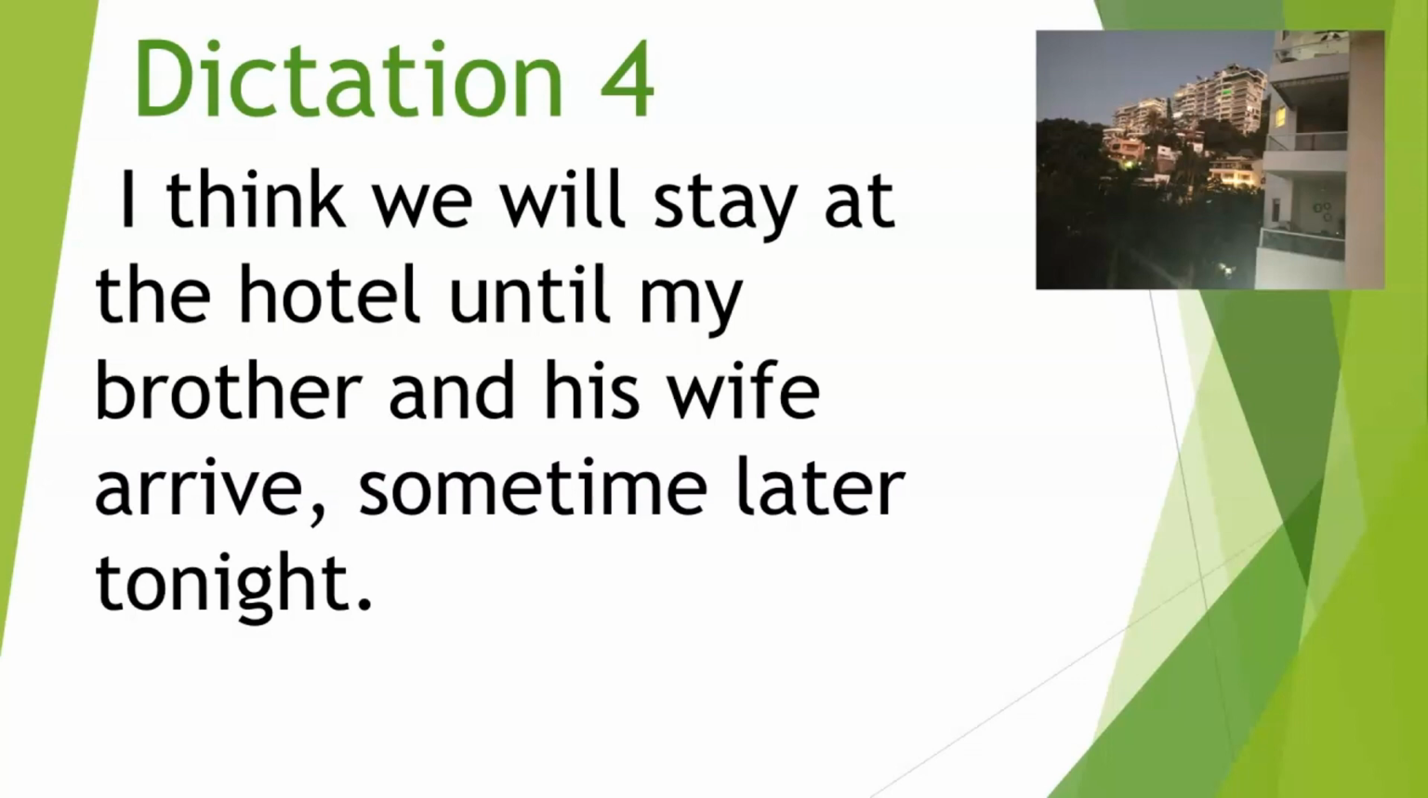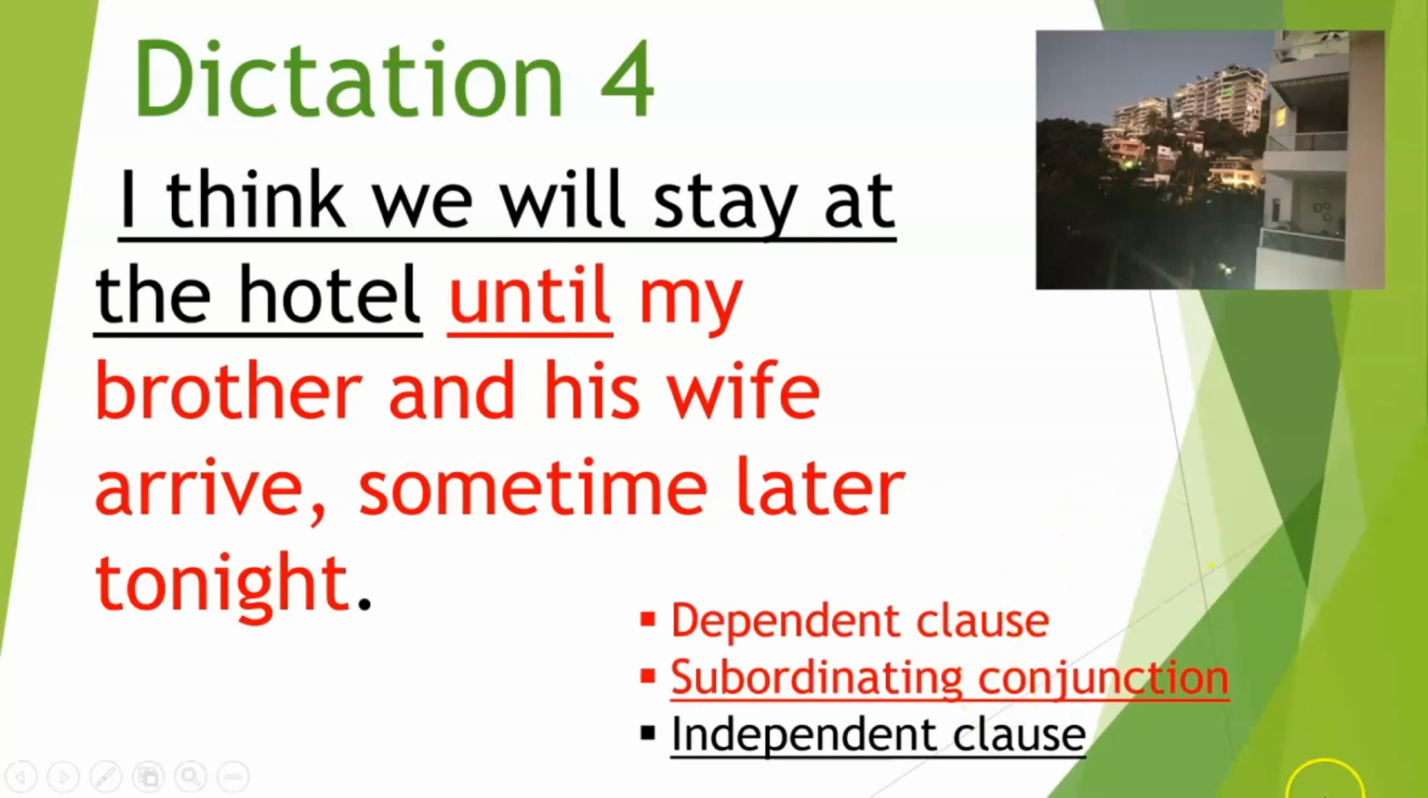Okay, so this is a complex sentence, and let's look for those three parts. In this example, we are beginning with the independent clause: "I think we will stay at the hotel." That's an independent clause. This is a good sentence right here. And then we've got the dependent clause: "Until my brother and his wife arrive, sometime later tonight." So that is the dependent clause, and the subordinate conjunction is "until." Now notice one thing: this is a dependent clause with a phrase at the very end of the sentence. But let's move along to our next dictation.